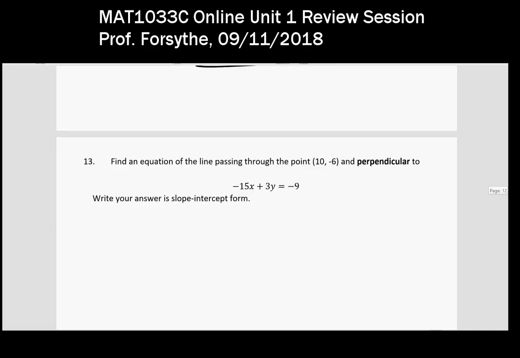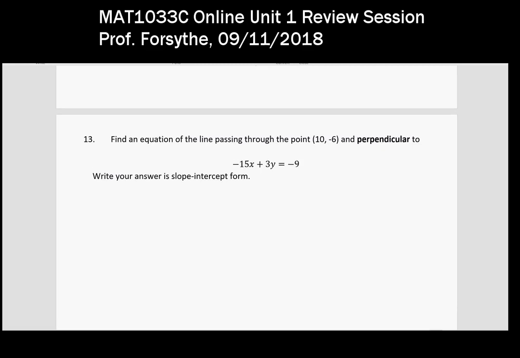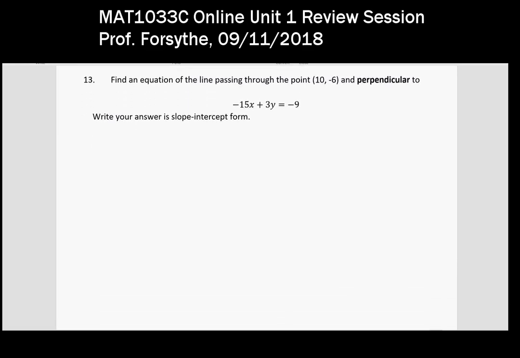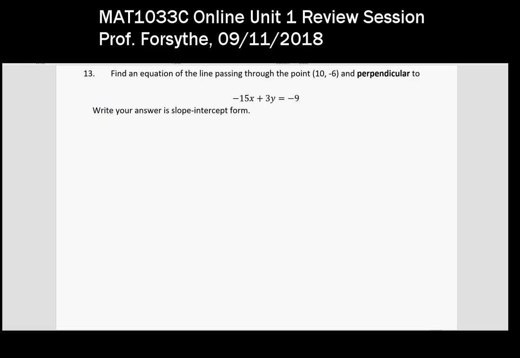So now find an equation of the line passing through the point 10, negative 6, and perpendicular to negative 15x plus 3y equals negative 9. In order to figure out a perpendicular line slope, we need to find the slope of the given equation first. So let's put this in slope-intercept form, identify that slope, and then take the negative reciprocal of that slope, and that will be the slope that we use in the line that we are going to write. So we're going to take this equation here and put it in slope-intercept form.